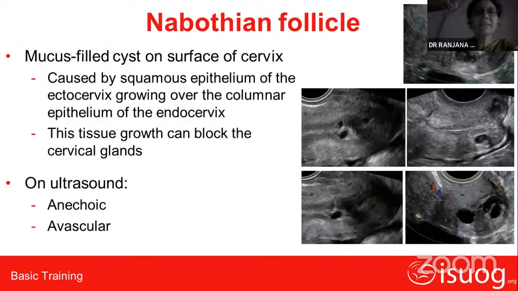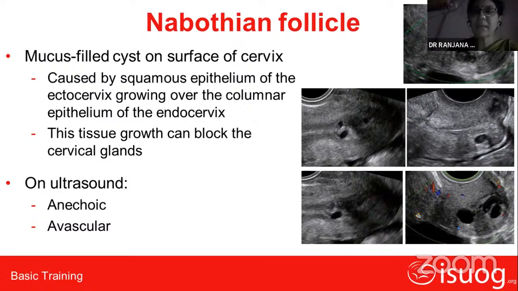The third finding is the Nabothian follicles. They are very common and physiological findings. They are mucus-filled cysts on the surface of the cervix. They are caused by squamous epithelium of the ectocervix growing over the columnar epithelium so that they block the cervical glands. And then on the ultrasound, they are of varying size, for example, from 2 to 20 millimeters.